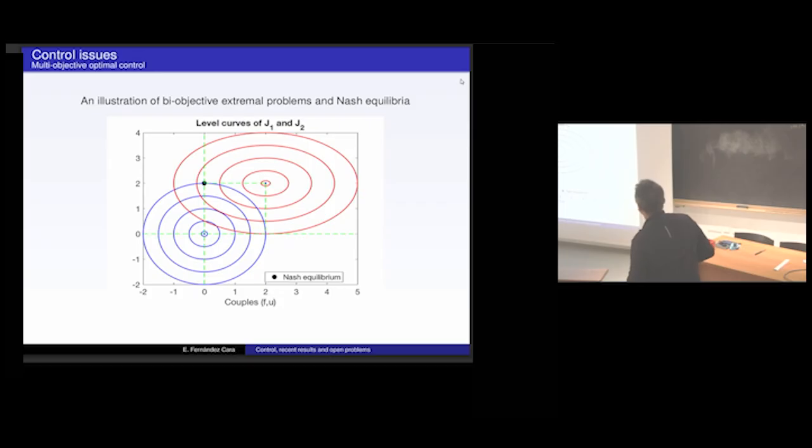This is a visualization of what happens with two very simple functionals. These are the isovalues of J1, these are the isovalues of J2, and this is the Nash equilibrium. It is a point with the property that I have said. If you vary one of the components, then you cannot improve the value of the required function. Okay?